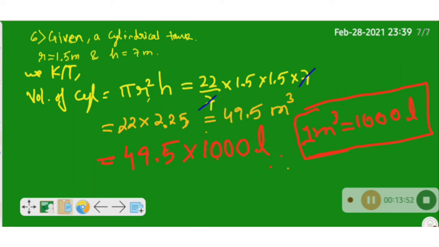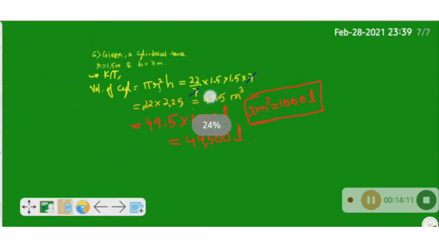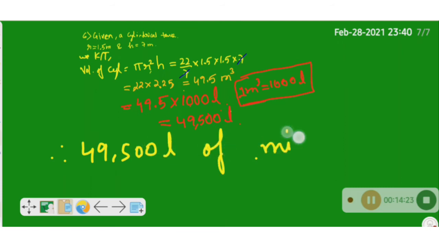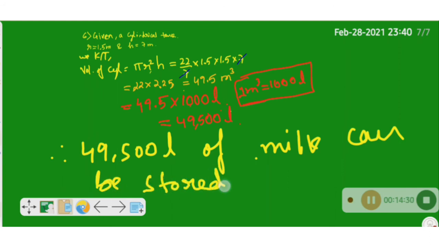So to convert this meter cube into liter, you have to multiply it by 1000, and if you multiply it by 1000, the point will move 3 digits to the right side, and that makes it 49,500 liters. So in that given cylindrical tank, it can hold 49,500 liters of milk, right? So that is the answer. Write the conclusion. Therefore 49,500 liters of milk can be stored in the tank.